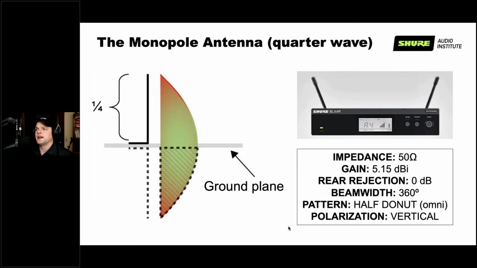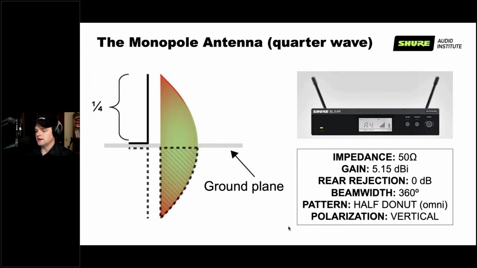Okay, next we have the quarter wave. Now this is like a half wave dipole, but it's a quarter of the wavelength versus a half of the wavelength. And it works by using a ground plane to come up. The reflections create a mirror image of the other side of the dipole using a ground plane. And they have good gain. They're not perfectly omnidirectional, but mostly omnidirectional. It's more like a donut shape, similar to the dipole. And they come with a lot of our wireless systems like BLX, SLXD, PSM 300, and they work great.